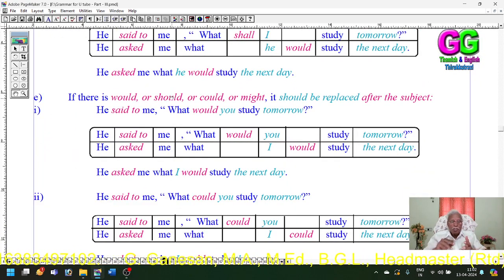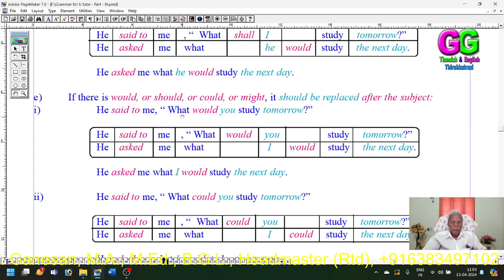See, if there is what, should or should, or might, or would or would, or should or might, this auxiliary should be simply replaced after the subject. That's all. Then regarding the verbs, no change should be done.